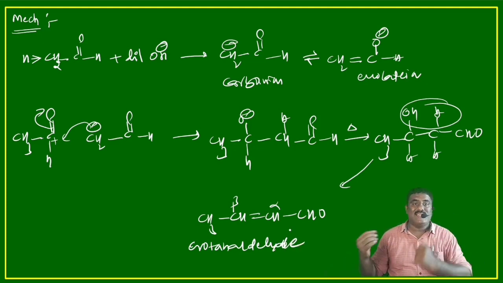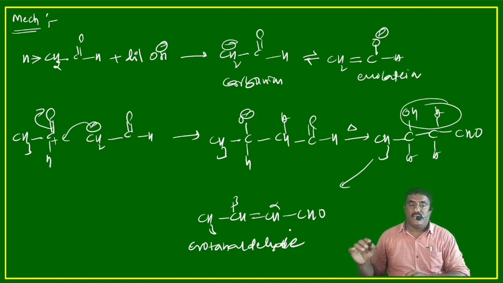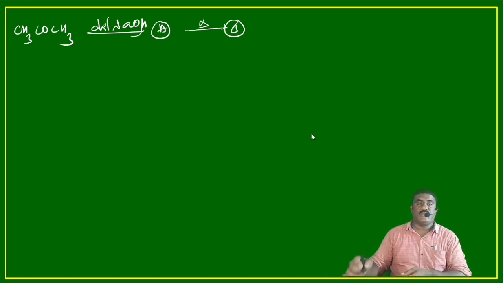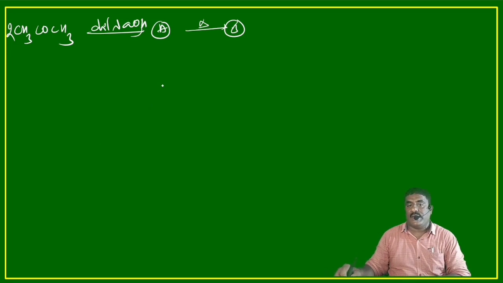So how to write the product easily? Let's move on. I'm taking one more example. Have a look at this one. Two moles of acetone with dilute base gives A, and when heated it gives B. So how to write? It is very easy to write the product.